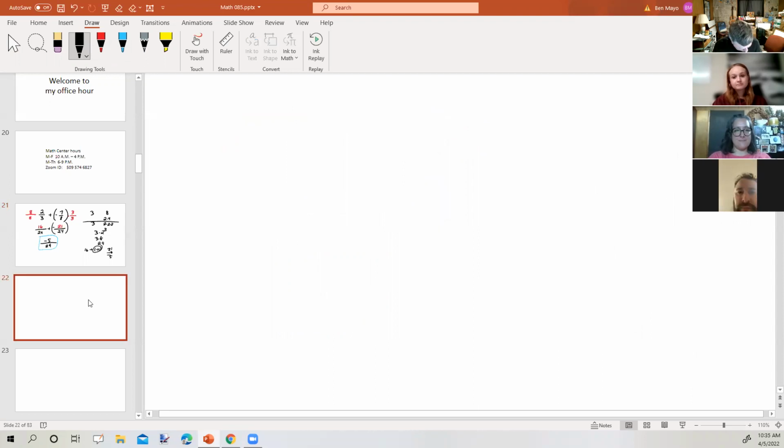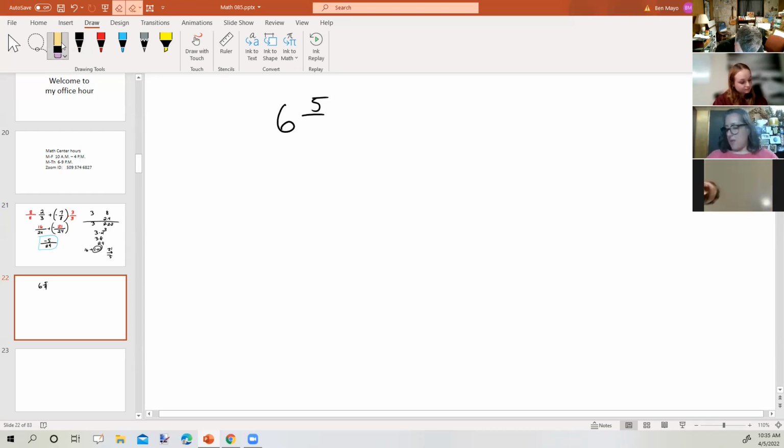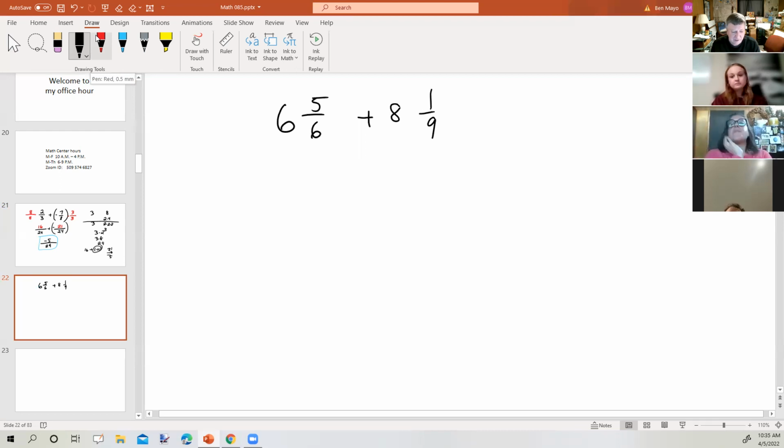Let's take a look at this next problem. 6 5/6 plus 8 1/9. Well, I could add the 6 and the 8 as whole numbers and get 14. But to add the 5/6 and the 1/9, I can't do those yet because they don't have a common denominator.